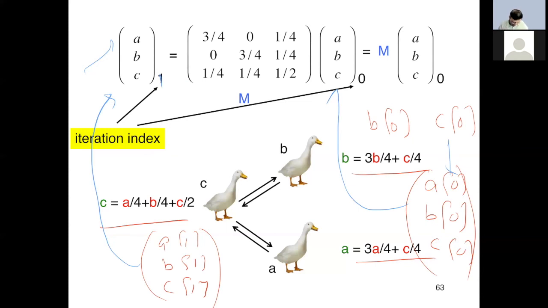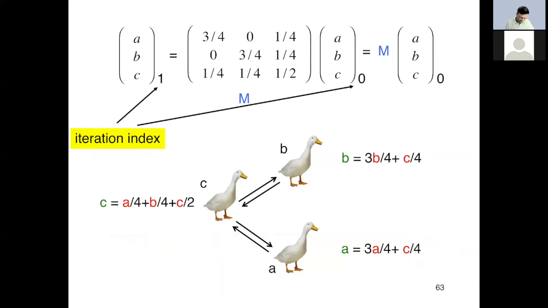So let me erase all this. So now there's a matrix here. Let's look at the first row. What happens if you multiply this row with this column? You're multiplying 3/4 with A0 plus 0 times B0, so that goes away, plus 1/4 times C0. But that's nothing but this equation applied to the first iteration. You're looking at A on the left, it's A. So the equation for the update of A is captured now using the first row of this matrix.